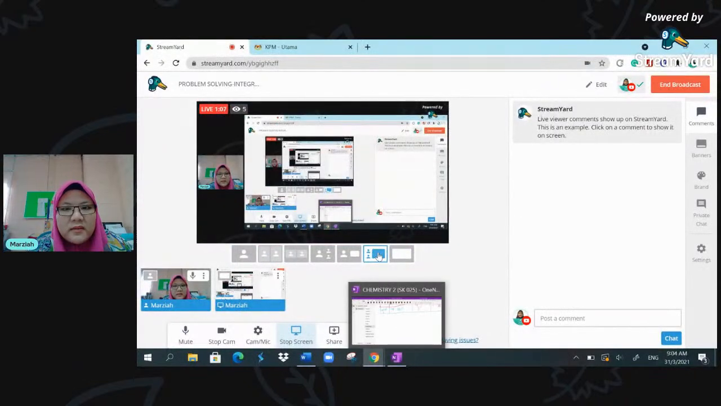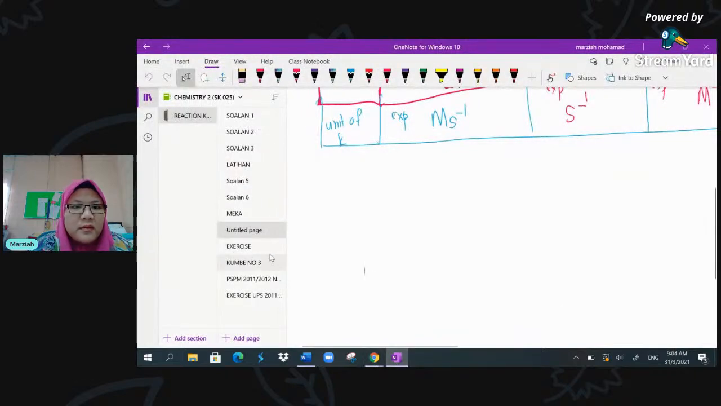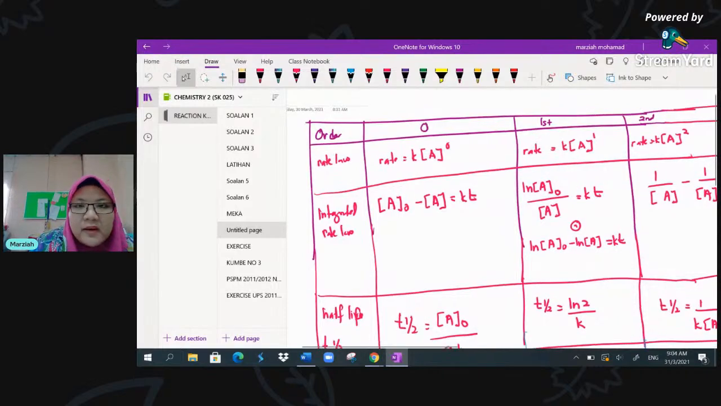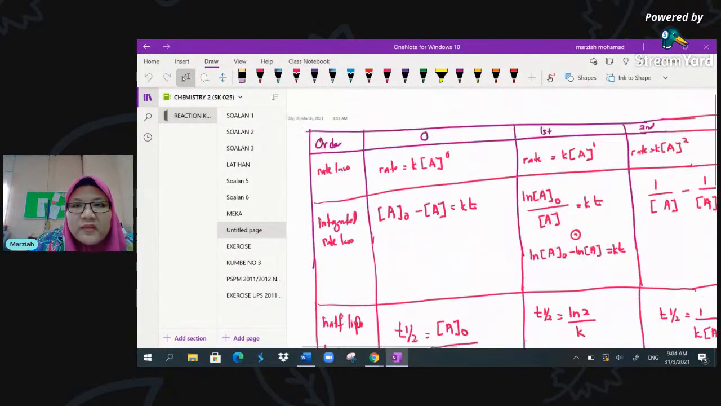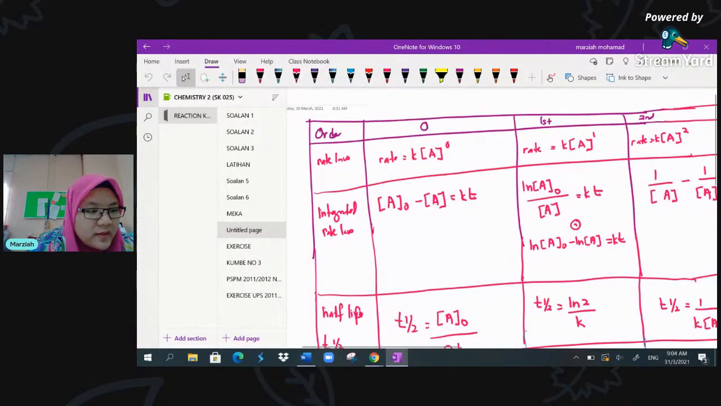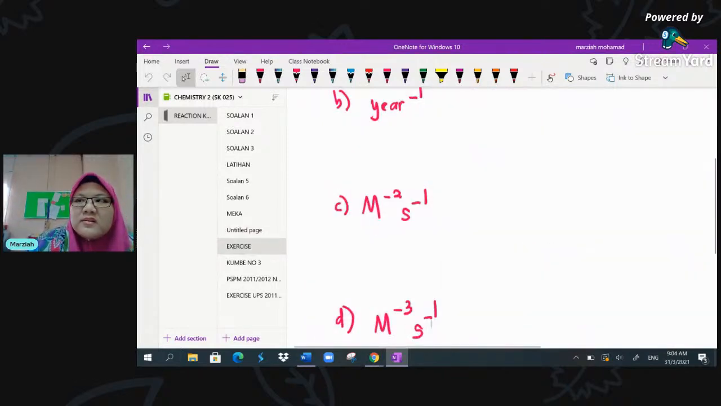Okay, so now let me share my screen first. Before we start, this is the table. I hope that everybody has their own table so that you can refer to this summary in order to identify the order of the reaction. Before we proceed with the discussion, let's try to answer this question.